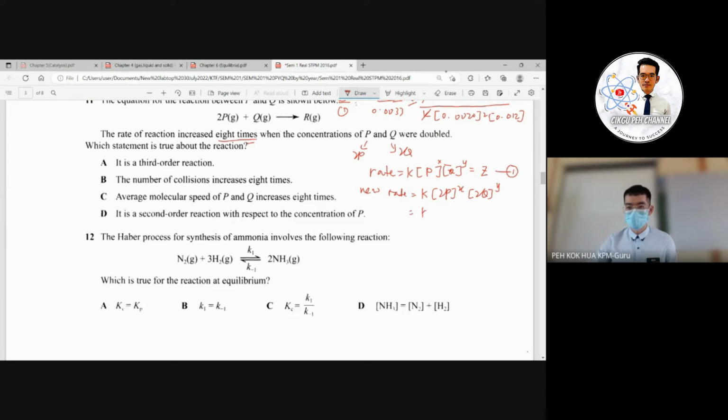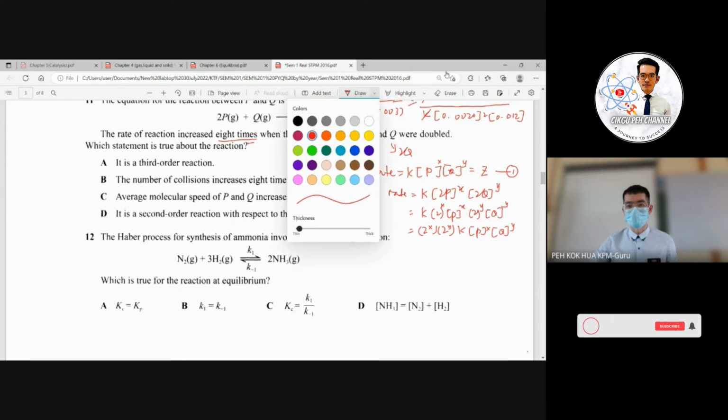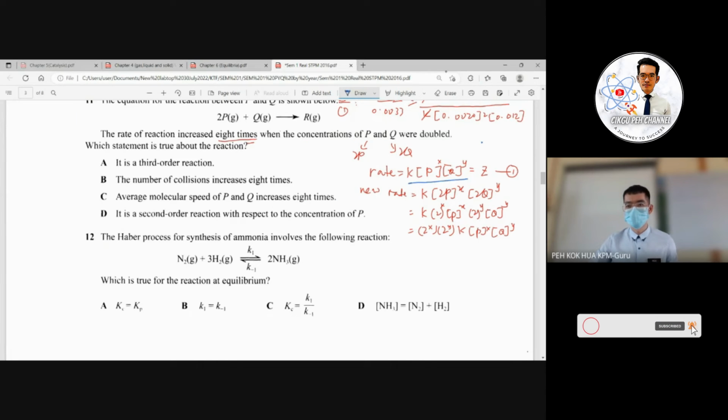From here, we can expand. We know that the index x applies to 2 and to P, giving 2^x P^x, and 2^y Q^y. So we take out 2^x and 2^y, and we get 2^x 2^y k P^x Q^y. From equation 1, k P^x Q^y will be equal to the rate, so here will be z.